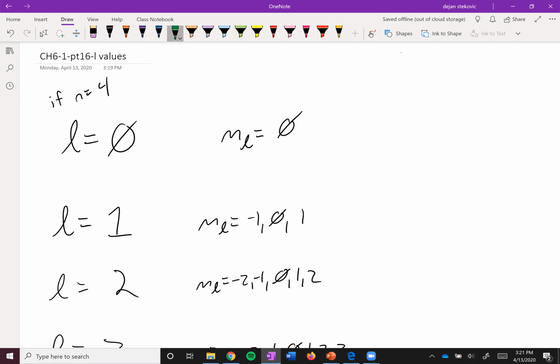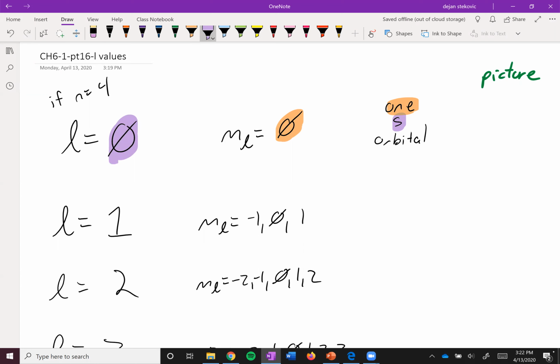And then we can draw a little picture over here and think about what we have here. So for L equaling 0, M sub L can only equal 0. So we only have one orbital, and it's an s orbital. We know we have 1 because M sub L only has one value. We know it's an s orbital because s corresponds to L equals 0.